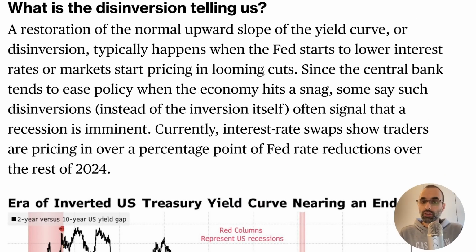A restoration of the normal upward slope of the yield curve, or disinversion, typically happens when the Fed starts to lower interest rates or markets start pricing in looming cuts. I have heard from people in the industry that manage other people's money that say you don't have to look at what the Federal Reserve's doing. They don't affect that. But what do they look at?